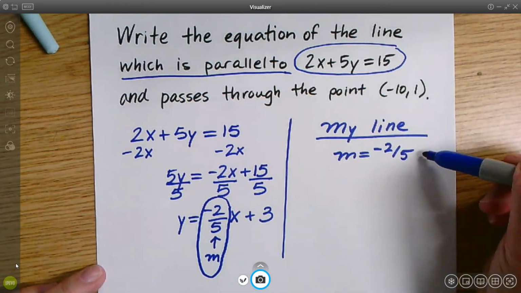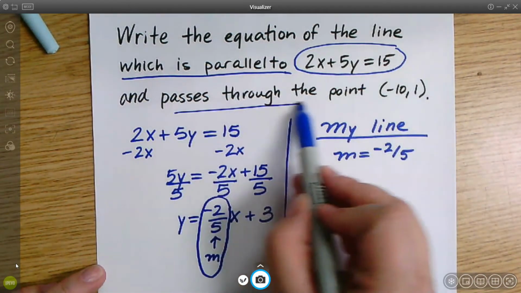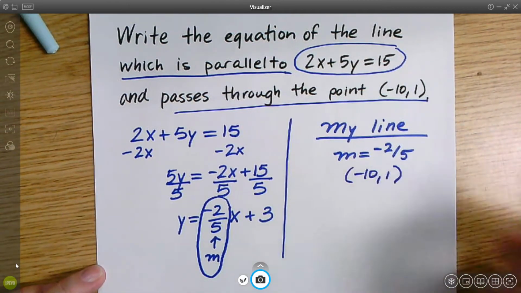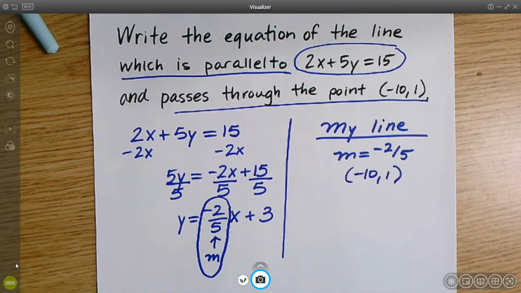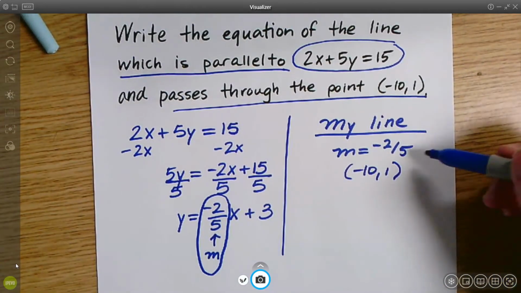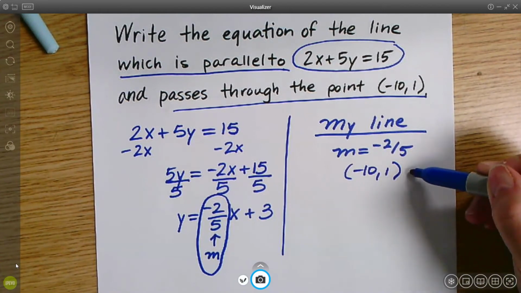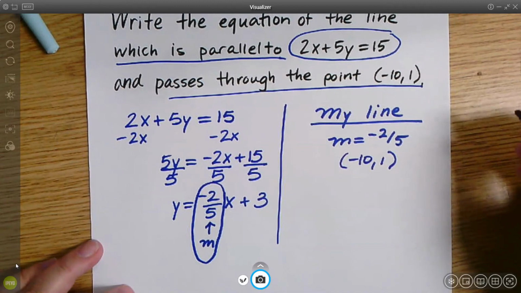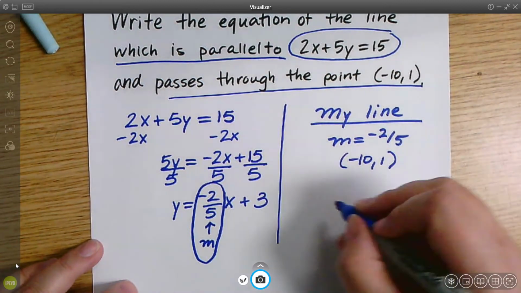Now, the other thing I know about my line is it passes through the point (-10, 1). So this is the other thing I care about for my line. From here forward, I don't care about anything else but finding the equation of a line that has this slope and goes through this point. We could do that in slope-intercept form. We could do that in point-slope form. I think I'm going to use slope-intercept form.